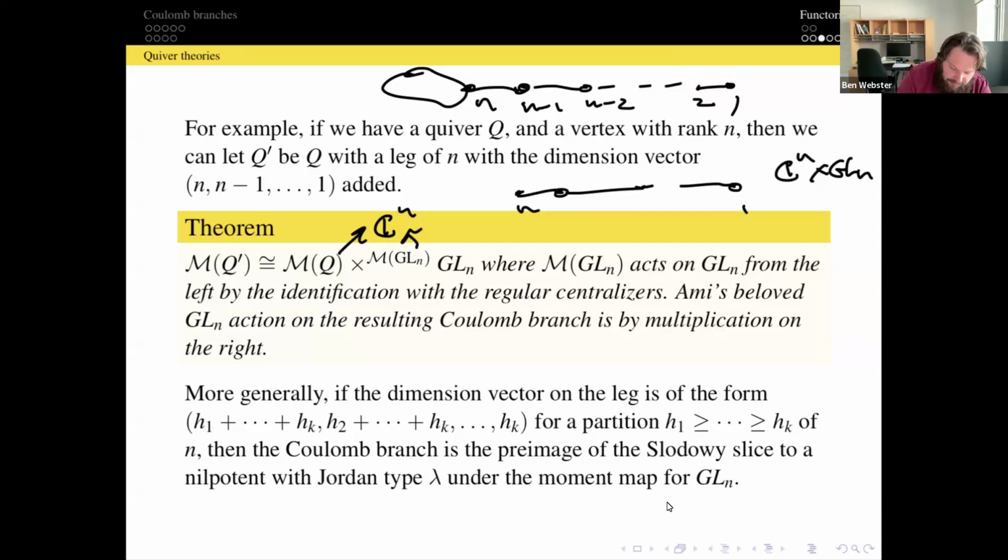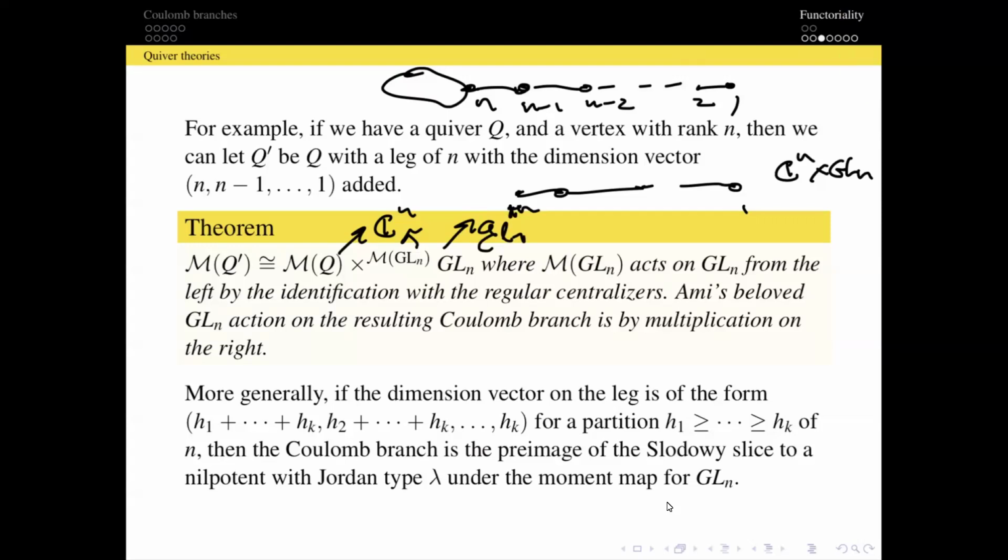More generally, there's a more general situation where this leg has a more quickly decreasing dimension vector that comes from a partition. And then instead of just taking this full thing, this guy still has a moment map to GLN dual. And you can take the pre-image of a Slodowy slice under that map.